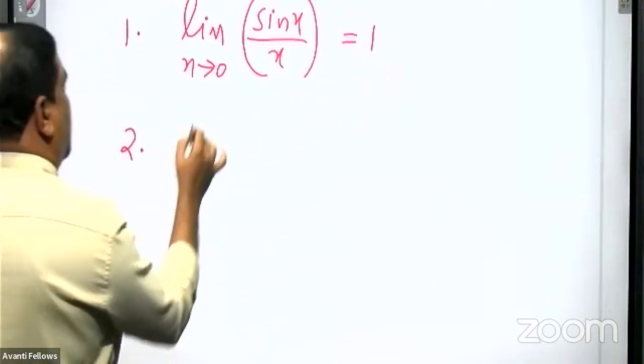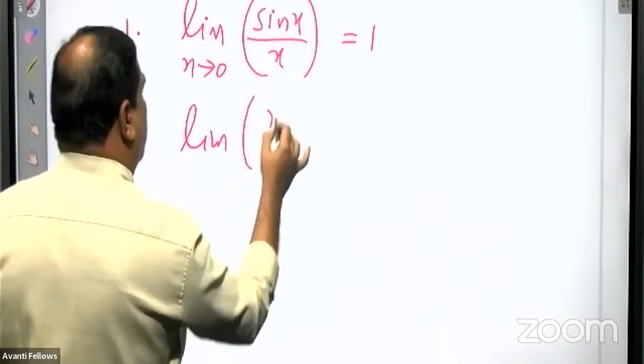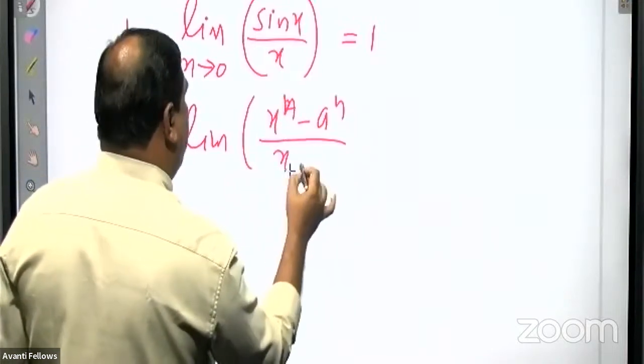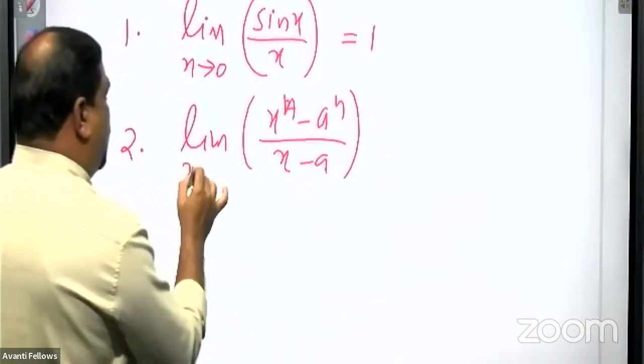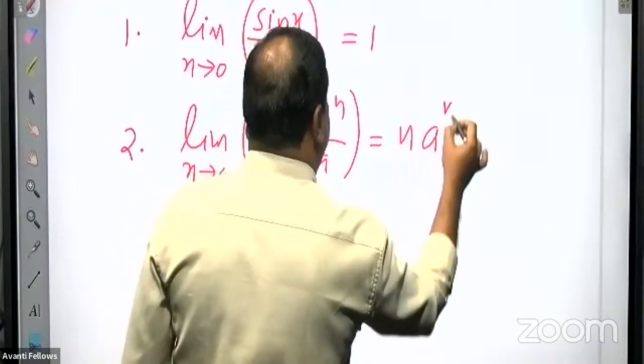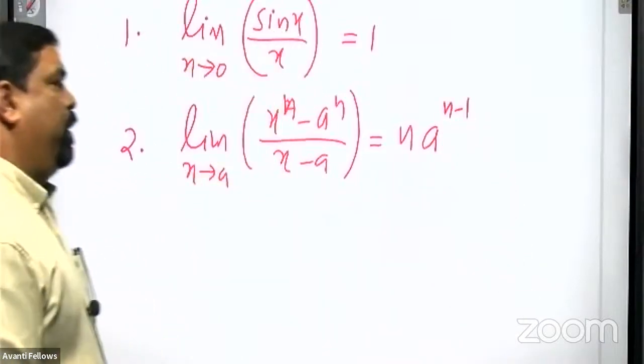From algebra, we have a standard limit: limit of x raised to n minus a raised to n, divided by x minus a, as x tends to a. This limit is equal to n into a raised to n minus 1.